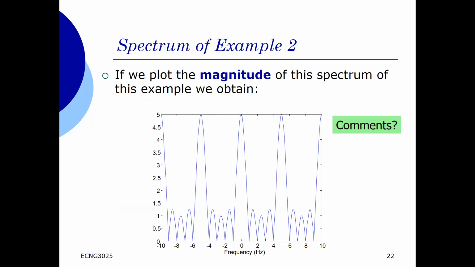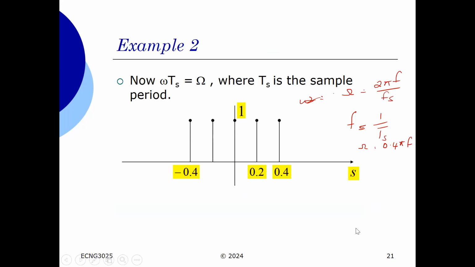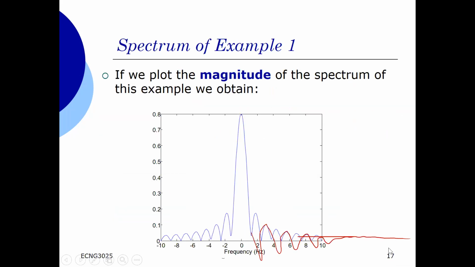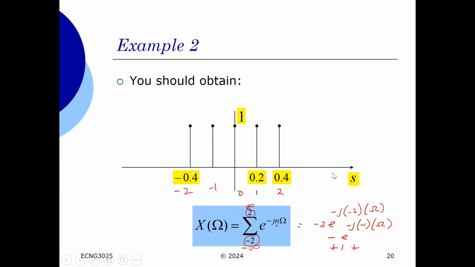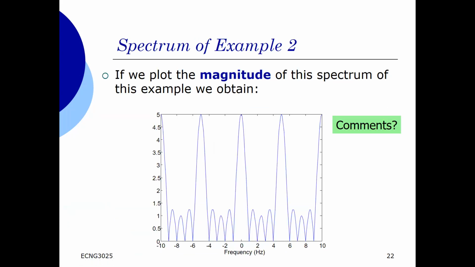So comments, what are you observing here? The spectrum of the original pulse repeats itself now. Right? We have a replication going on. This is what the spectrum is supposed to look like. We take 5 samples, run the DTFT on it, and plot the spectrum. And you notice that the spectrum is repeating itself.